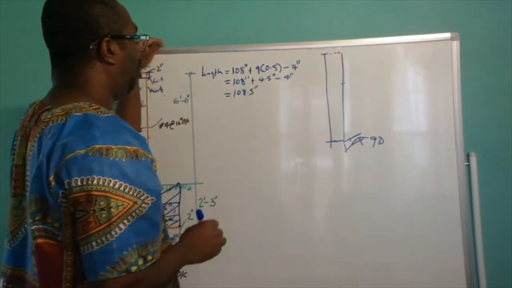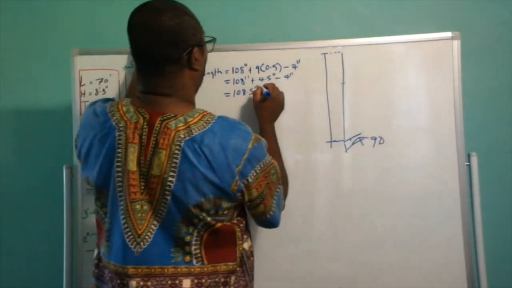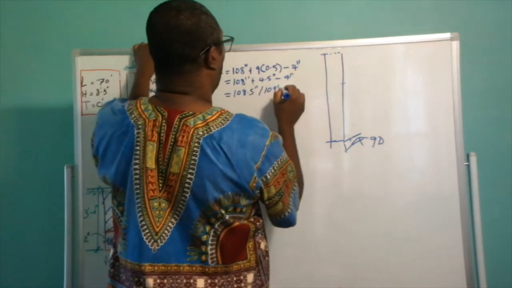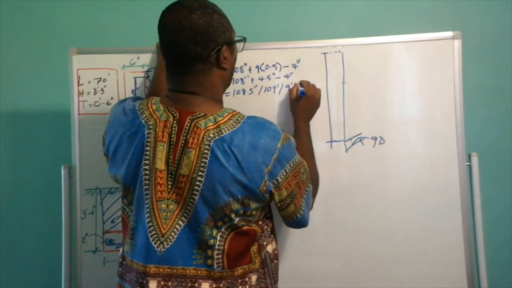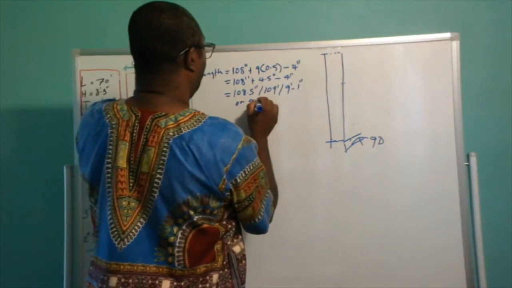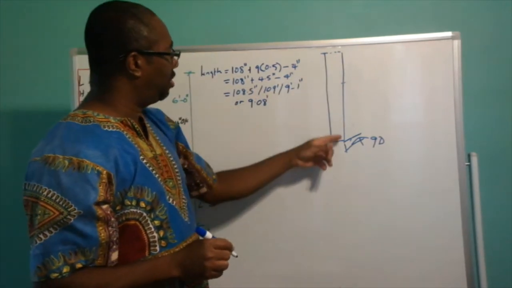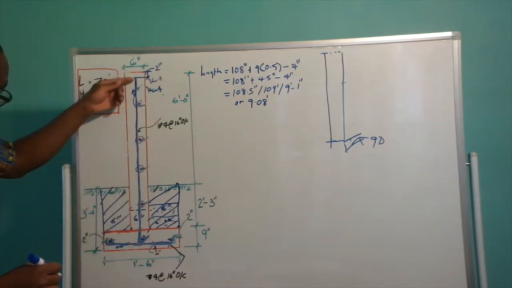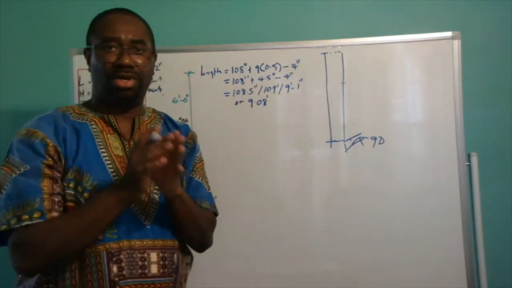Now, 108.5 inches, you can round this up to 109 inches, and that works out to be 9 feet 1 inch, or 9.08 feet. So the total length of this vertical reinforcement is going to be equal to 9.08 feet.